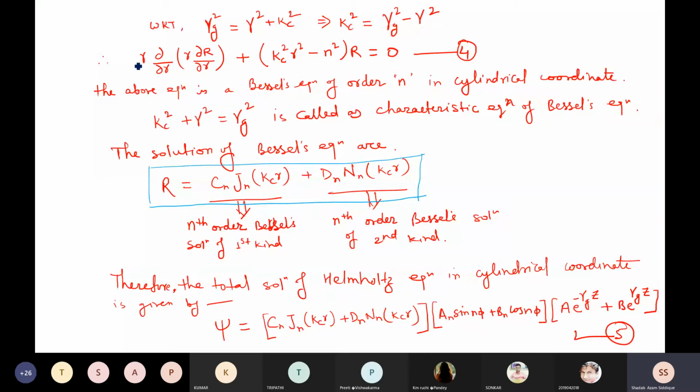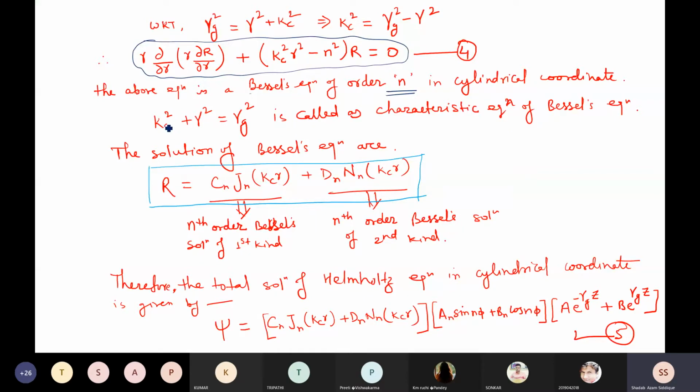Now this equation is not a direct differential equation which we can solve easily, as we did for the previous two equations. This is not that simple. Here we have the partial differentiation r ∂/∂r into r ∂/∂r, so this is not a direct second order differential equation. This is a function of r with a differential function. So this is in the form of a Bessel equation. We can write the above equation as a Bessel equation of order n in cylindrical coordinates.